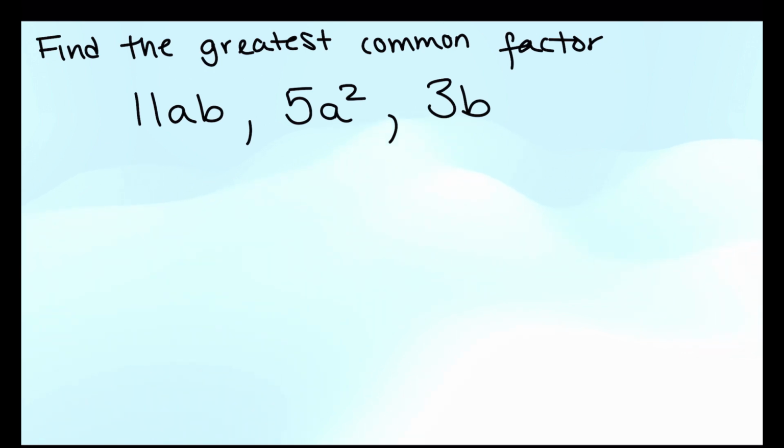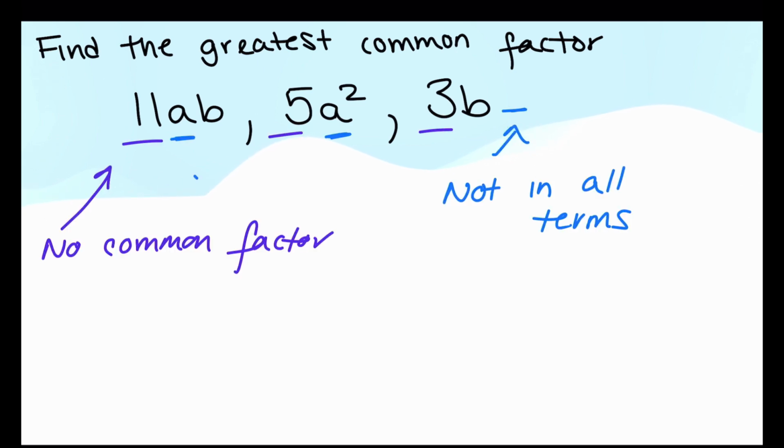Let's do another one. I've got 11ab, 5a squared, and 3b. 11 is a prime number. We can't factor that. 5 is a prime number. I can't break that one down. And 3 is a prime number. So 11, 5, and 3 do not have a common factor. Then if I look at the a's, I have an a in the first term, an a squared in the second term, but notice the third term does not have an a. There's not an a in all the terms. That's not going to be in my greatest common factor.